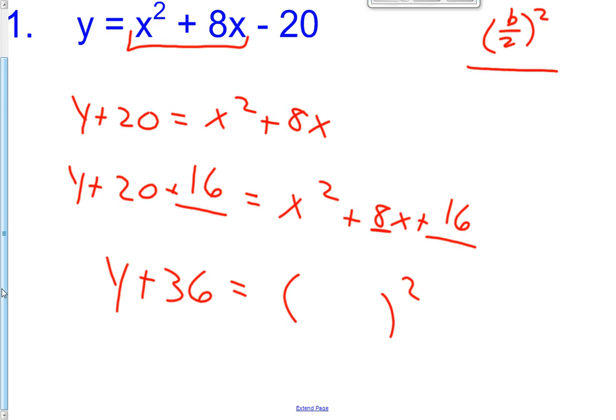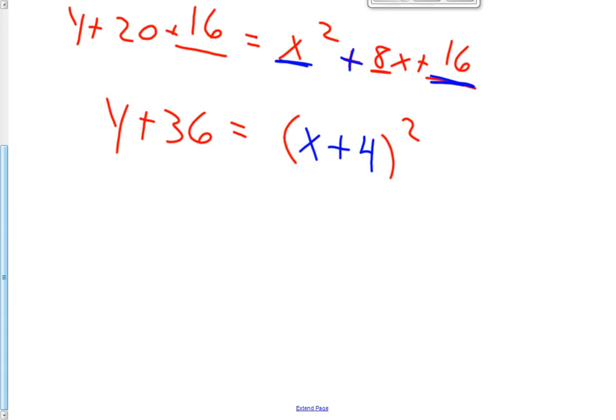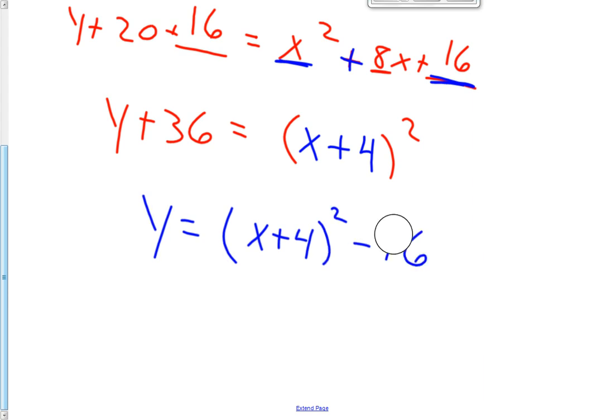The binomial is always going to have the same sign in front of b. So if it's positive, it's going to have a positive sign. It's always going to have the square root of this term, which is x. And it's always going to have the square root of this term, which is 4. It's always rigged to work that way. So now we got to solve for y by subtracting 36. So y equals the quantity x plus 4 quantity squared, subtract 36. And there is my answer for problem number 1.